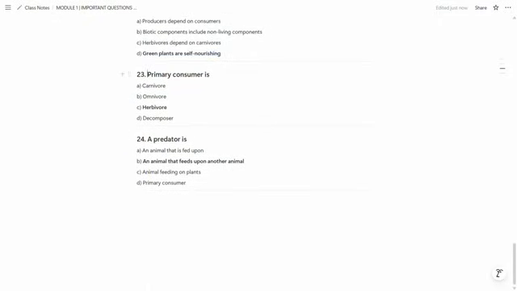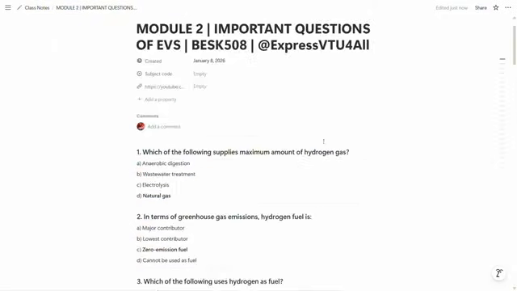We already know that. Now coming to our 23rd question, which is, primary consumer is herbivorous. So C option is the correct answer. Now the 24th question is, a predator is an animal that feeds upon another animal. So option B is correct. We are going to discuss the most important questions from module 2.